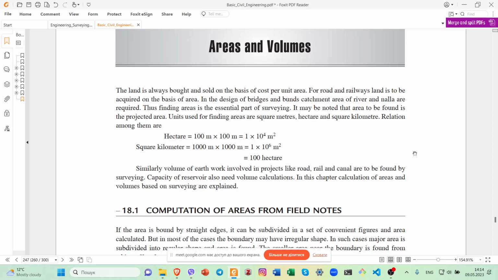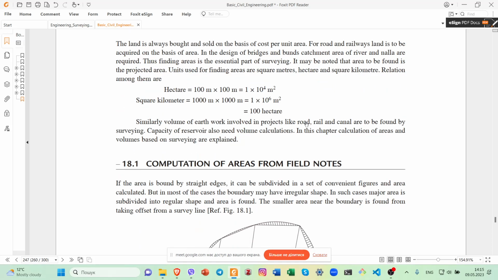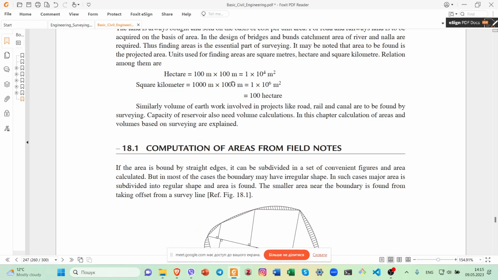It may be noted that the area to be found is the projected area. Units for finding areas are square meters, hectare, and square kilometers. Relations among them are: 1 hectare is 100 by 100 meters. 1 square kilometer is 1000 by 1000 meters, or 100 hectares.